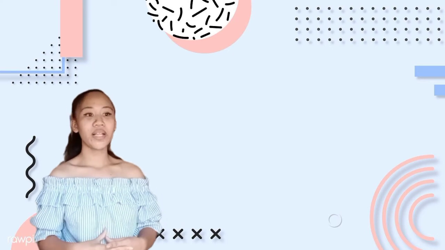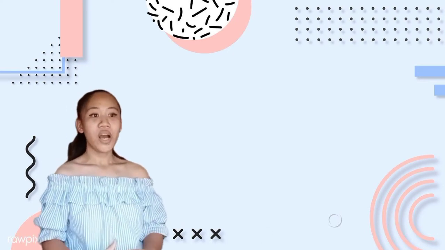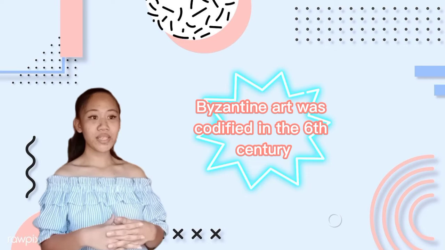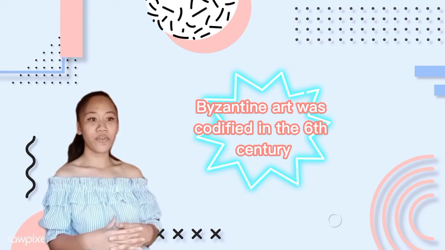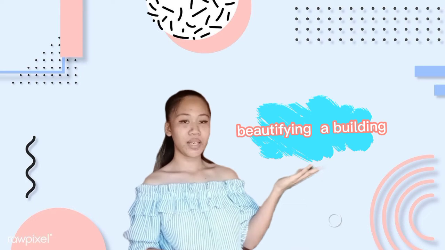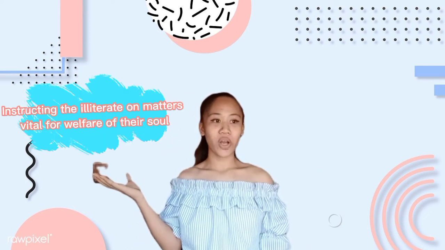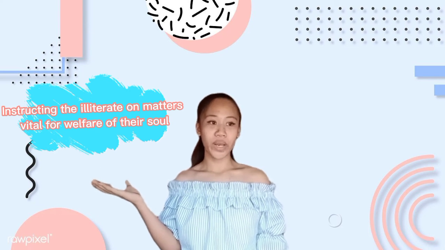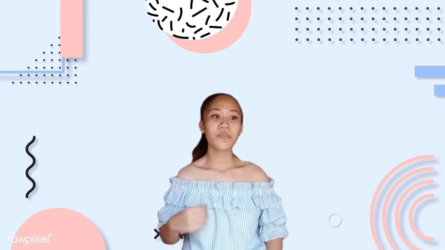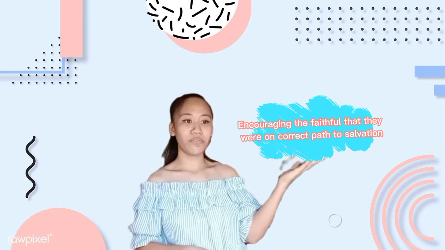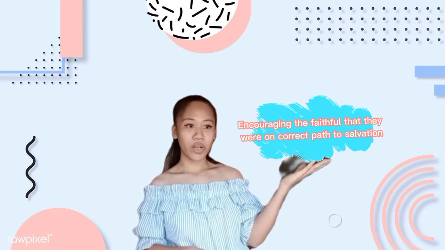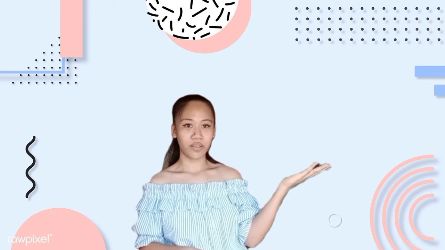The pictorial and architectural styles that characterized Byzantine art were first codified in the 6th century. Christian art had the triple purpose of beautifying a building, instructing the illiterate on matters vital for the welfare of their soul, and encouraging the faithful that they were on the correct path to salvation.